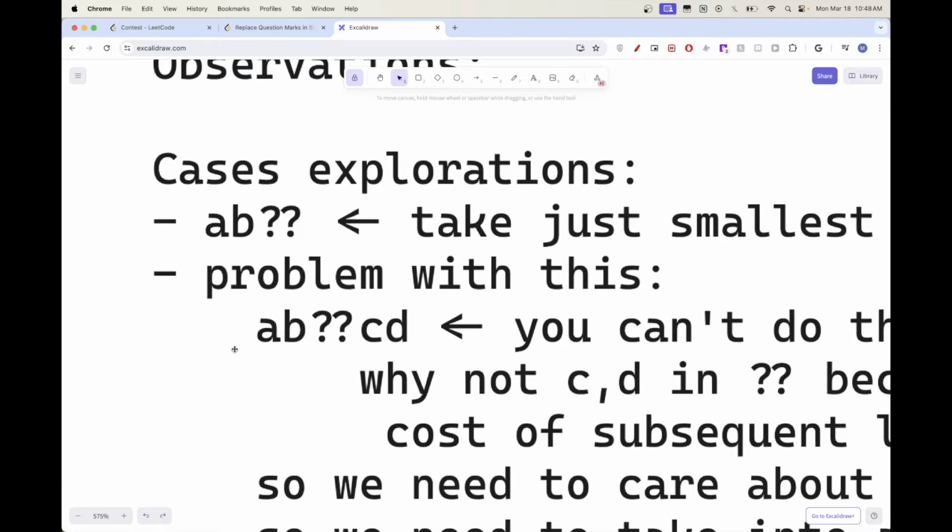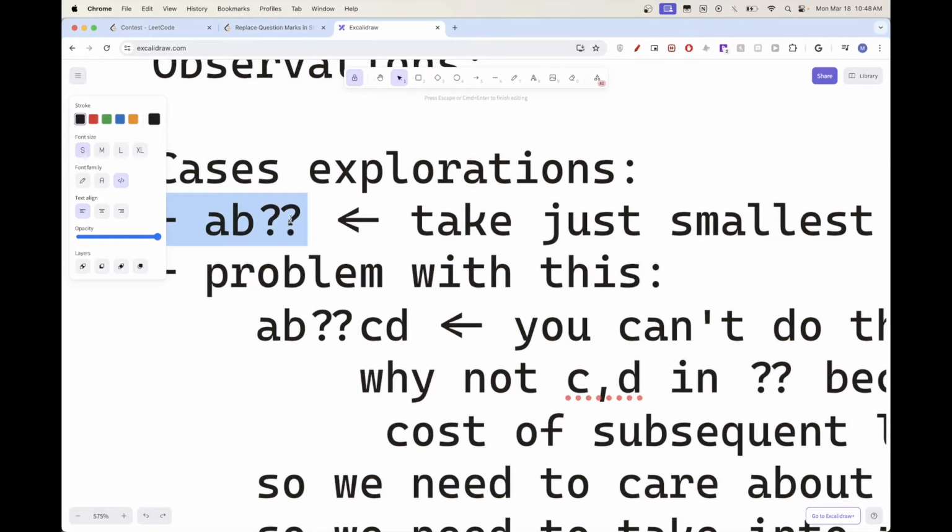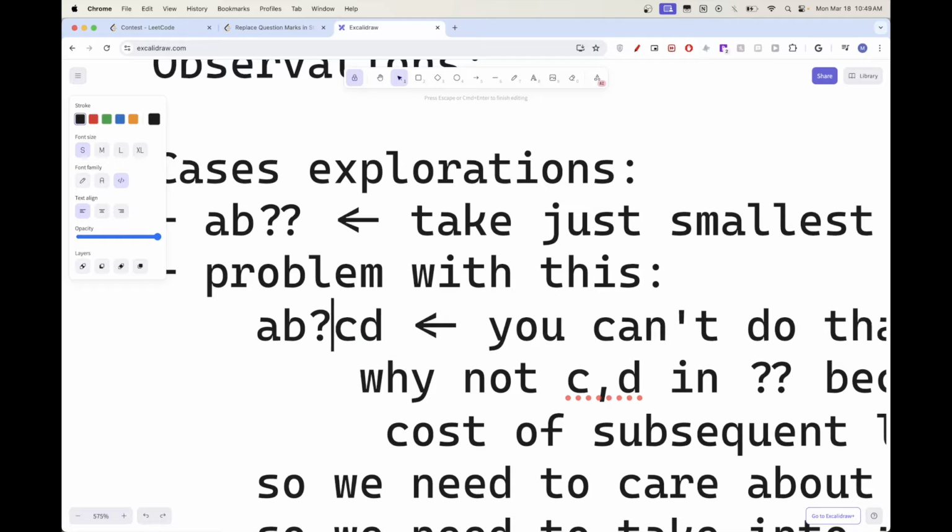Well, if we just apply what we said here, the smallest lexicographically that is not present yet, so not present to the left side, then you would just do CD. But then the problem is putting C here will increase the cost of a subsequent one, so of one after the question mark. If you do D here, same thing, that will increase the cost for this one, because now the cost for this one would be 1 instead of 0.